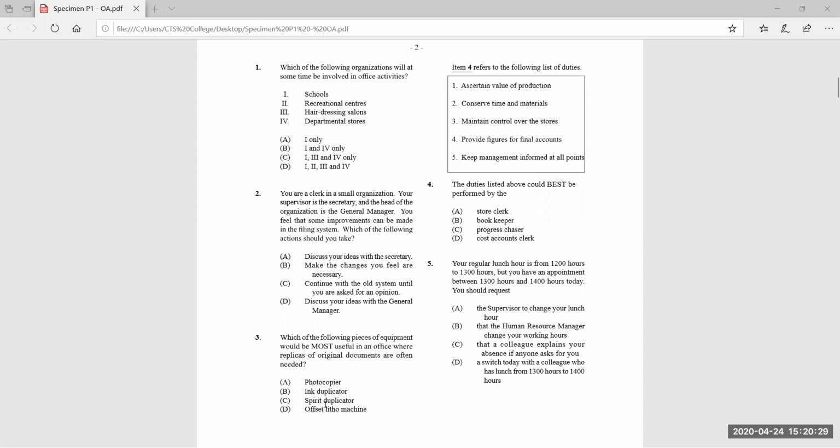Which one of these office equipment, which of the following pieces of equipment reproduces replicas of original documents? A photocopier. A photocopier, exactly, right? Everybody knows that the photocopier produces duplicates of original documents. Very good. So question 3, A.